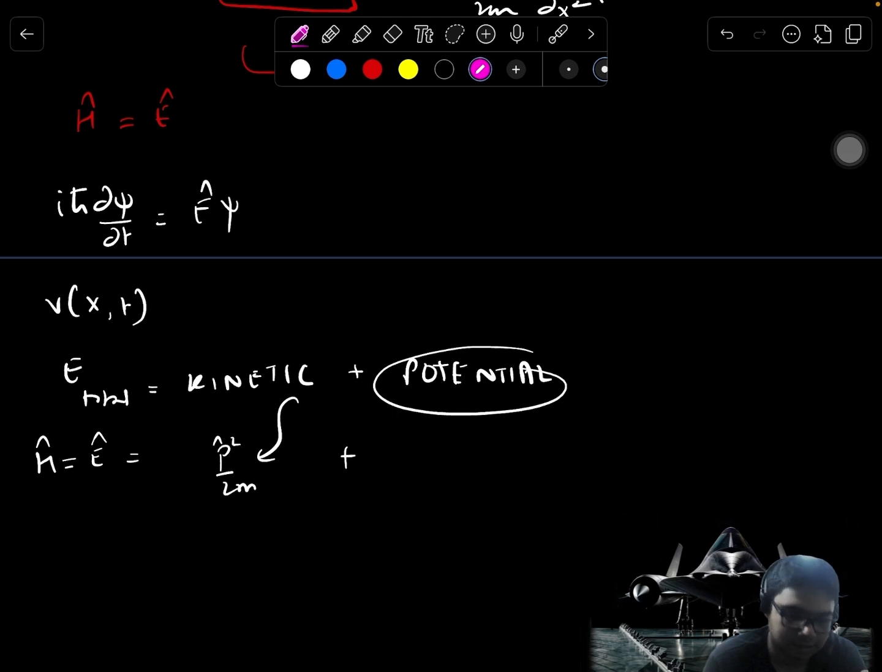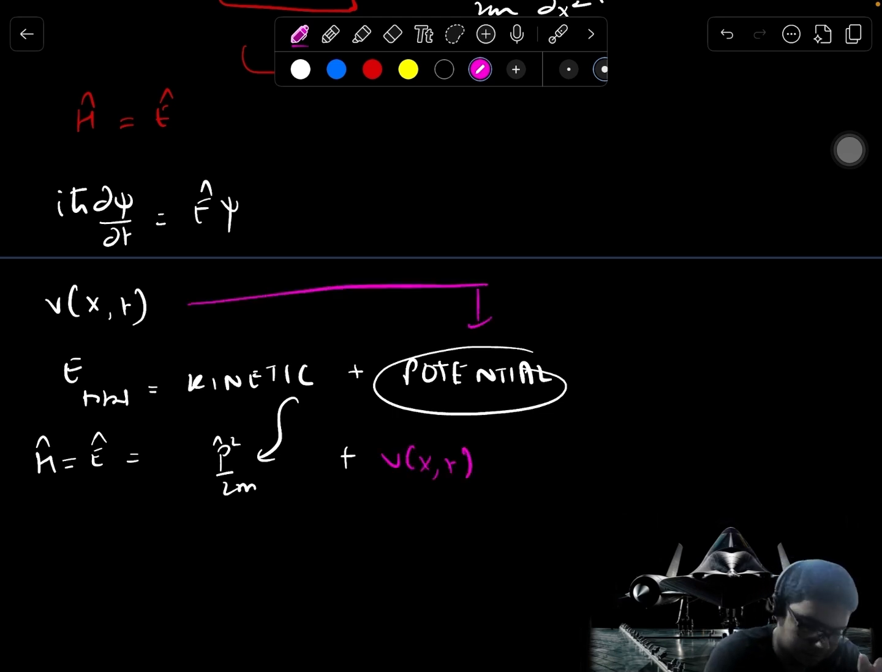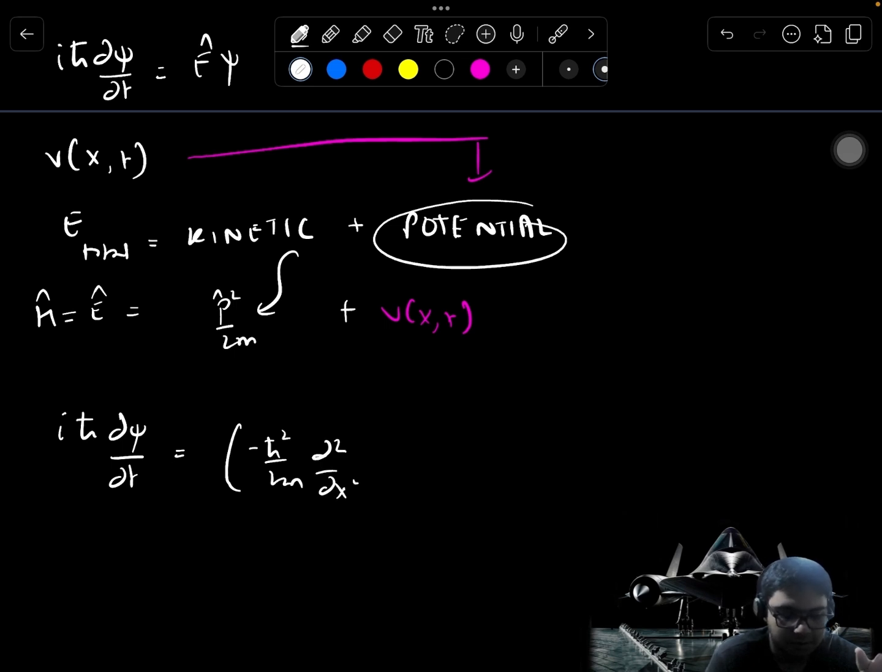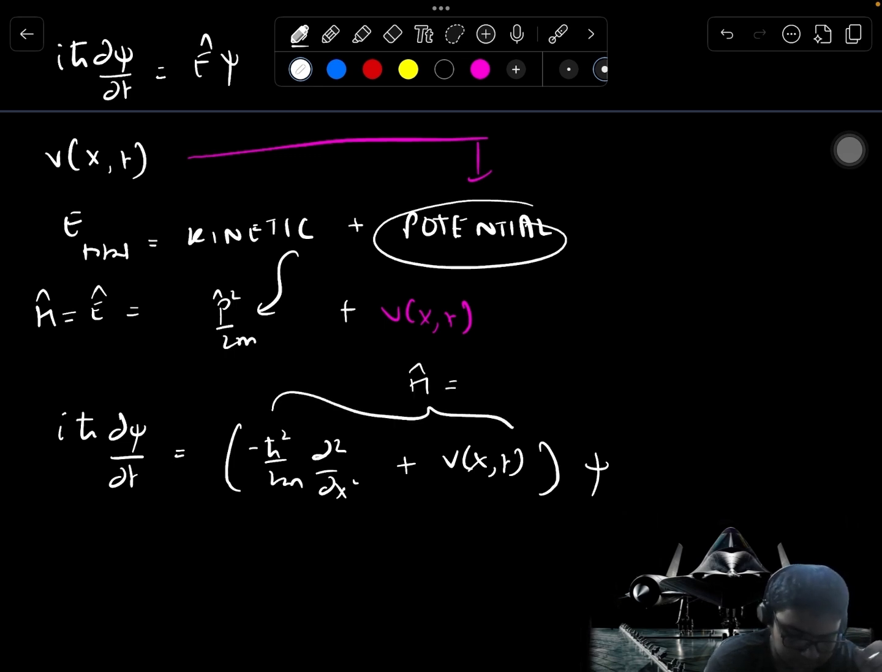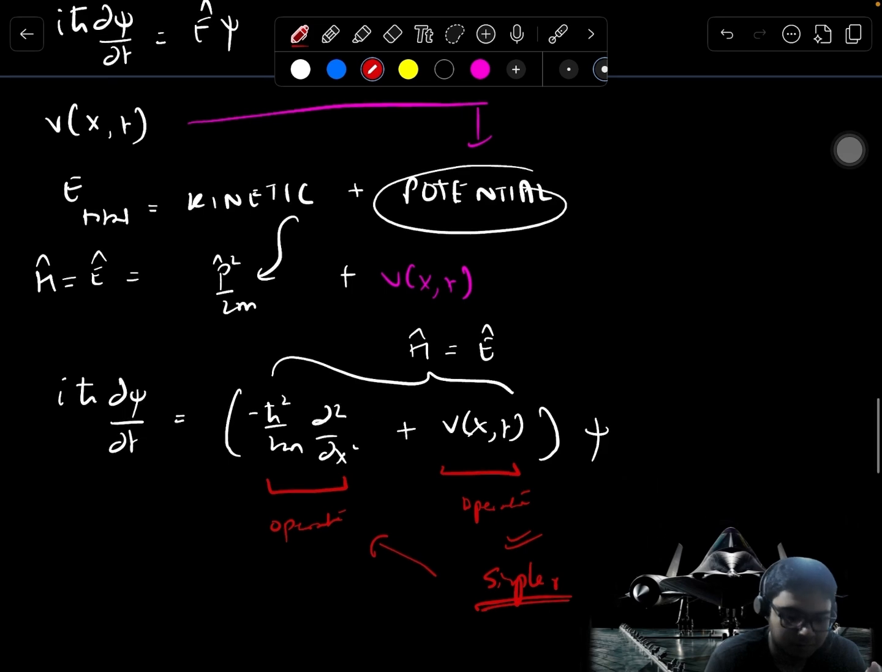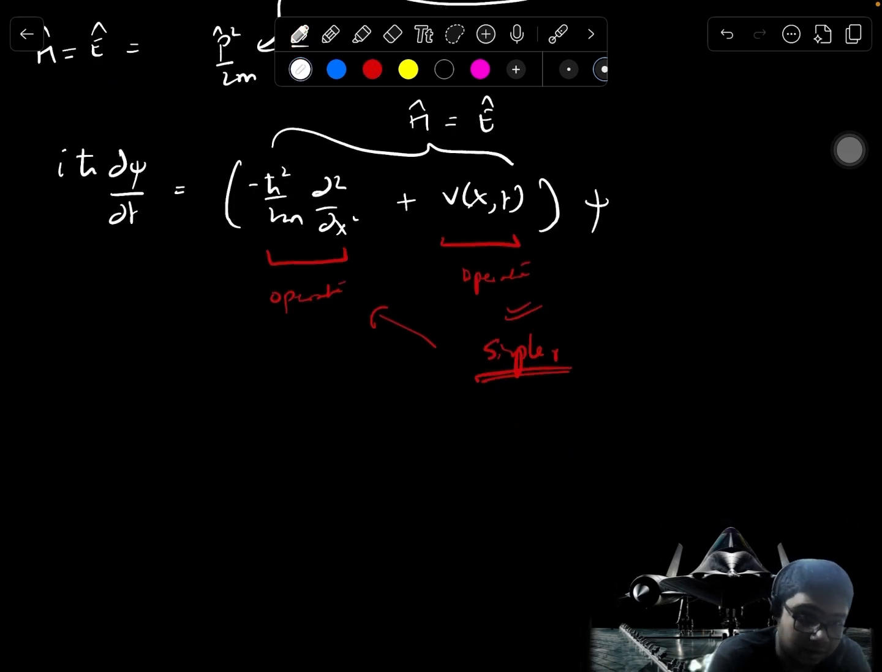Now we place this whole thing as the value of the energy operator in the equation. So we get the complete Schrodinger wave equation in 2 dimensions. So this is basically the Hamiltonian, which is equal to the energy operator. This is an operator, even this is an operator. But the potential is a simpler operator as compared to the kinetic energy operator. So the main takeaway here is that V of x comma t is also thought of as an operator.